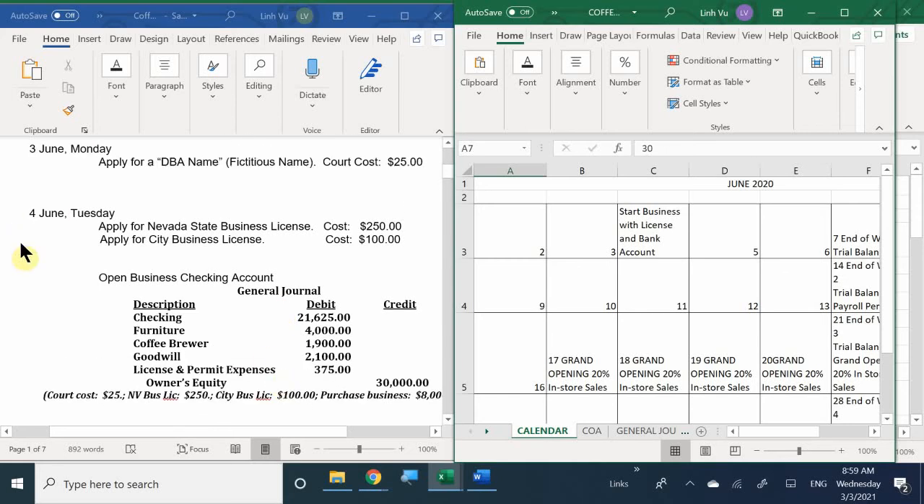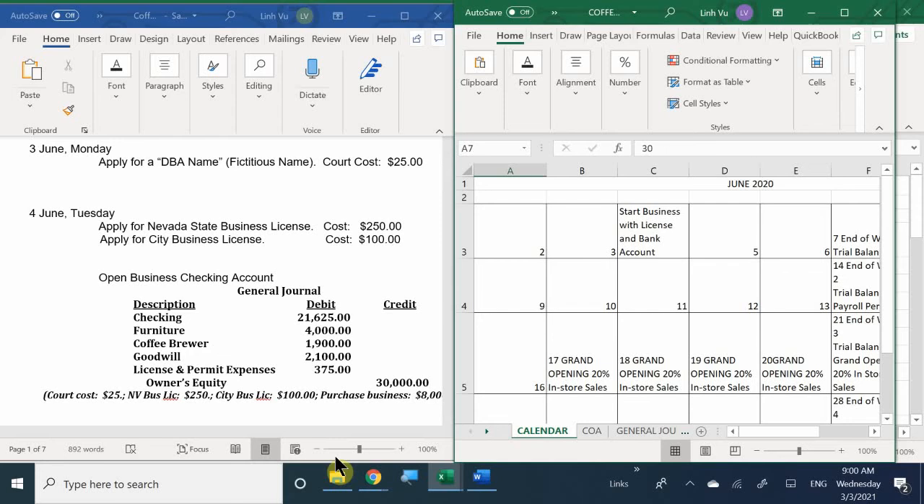So here, I deposited all my money that I had left over, right? Because I made purchases of a fixed asset, I made a purchase of furniture and a coffee brewer, and I made a purchase of the business name. I also made purchases of the business permit and license. All right, so here is a perfect example of how to journalize this transaction, right?